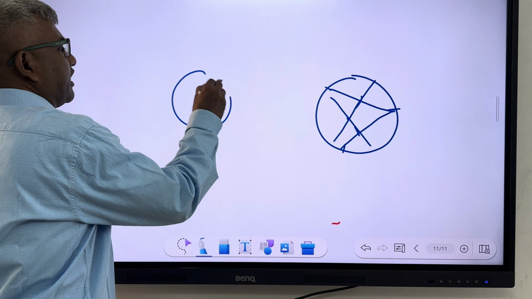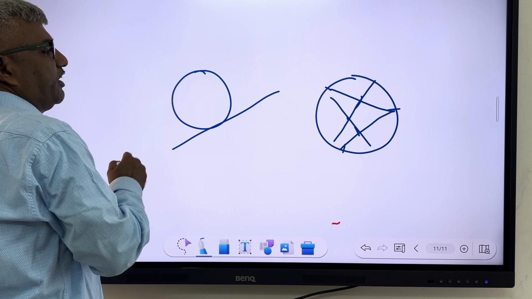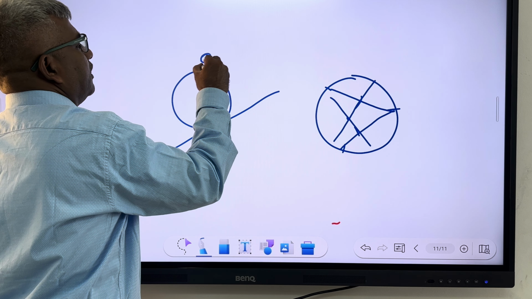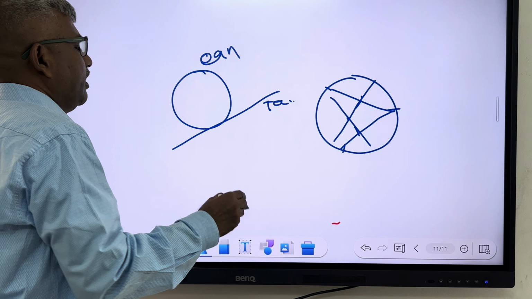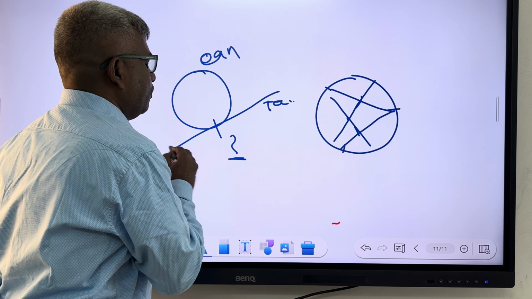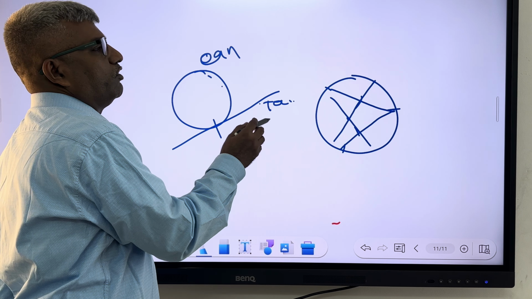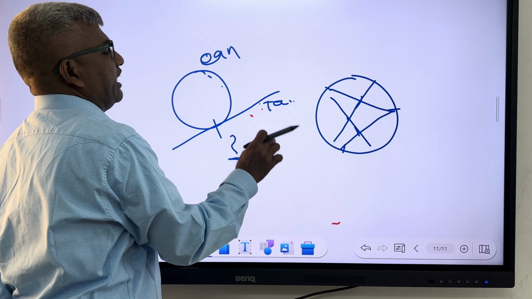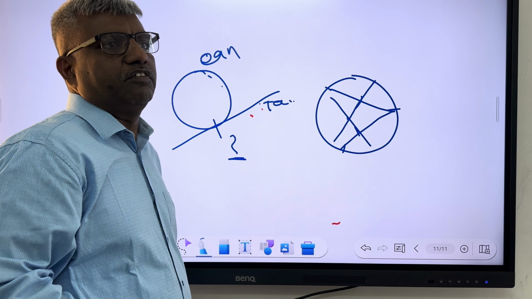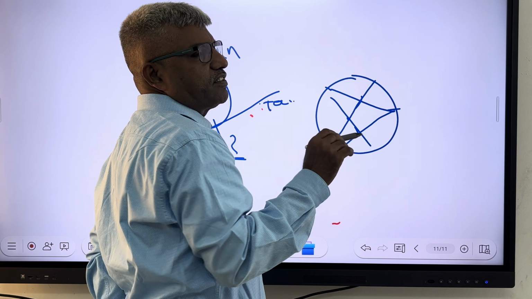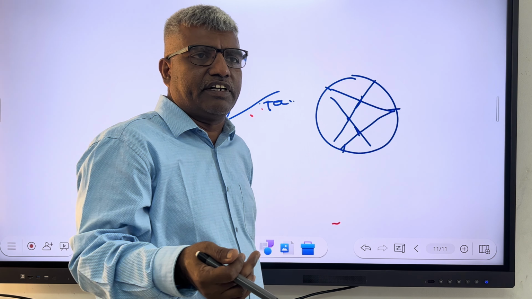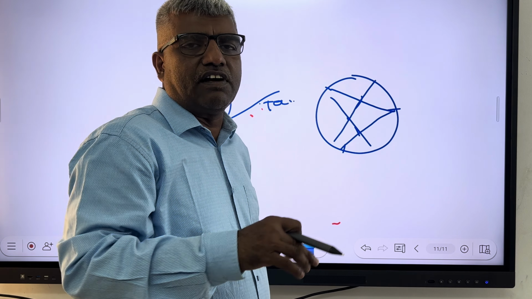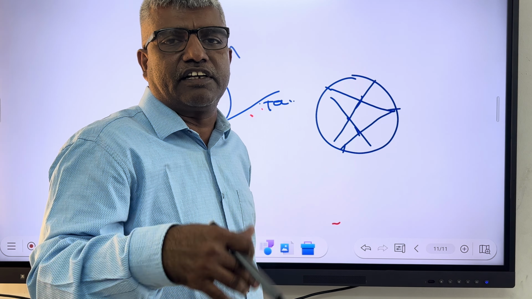If they give one circle equation and one tangent equation, and they are asking for the coordinate, what will you do? Suppose the tangent is y equals x plus 5, you substitute it in the circle equation, you will get one quadratic equation, then solve it, you will get the x values, then the corresponding y values.